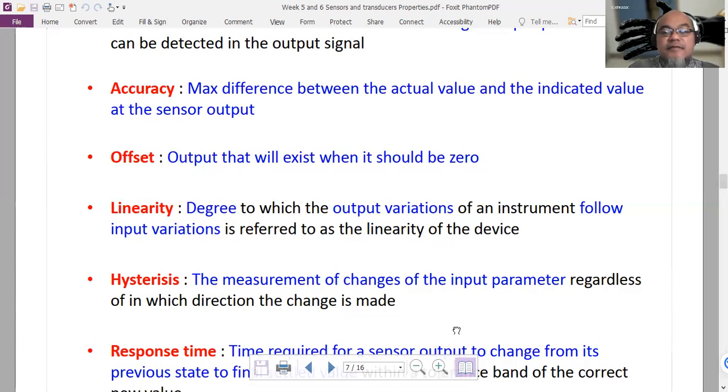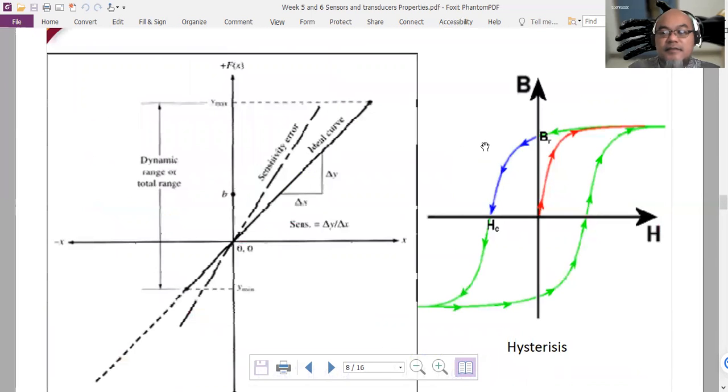Then we have spoken about hysteresis, as explained here in this figure, where the response of the sensor is different when the input is scanned from a small value to larger values, and then when it is scanned in the other direction, from larger values to smaller values. When the sensor gives different responses, it means that the sensor has hysteresis, and this is due to some energy being lost, information being lost.